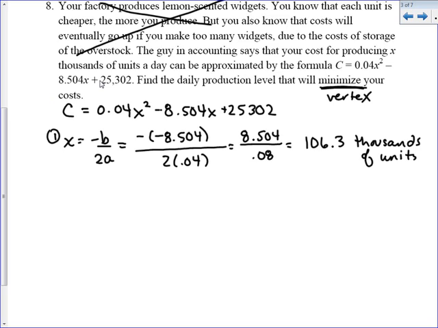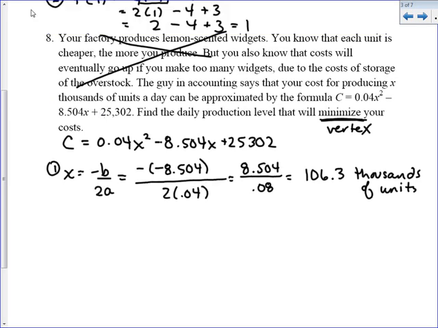Does that answer the question? I want to find the production level. So how many widgets I'd have to make. Do I know how many widgets I'd have to make to minimize my costs? No. Then what did we just find?